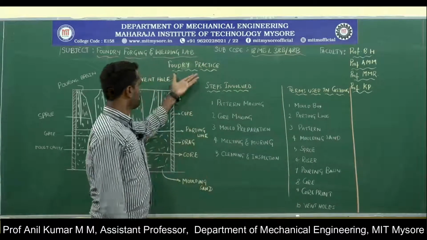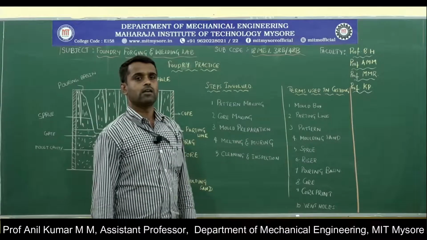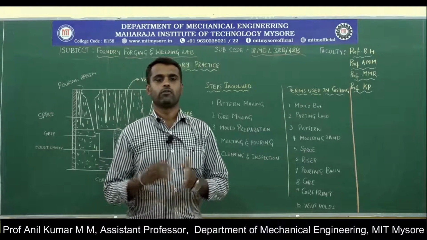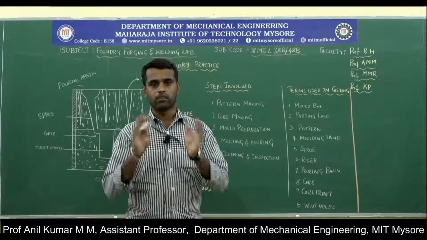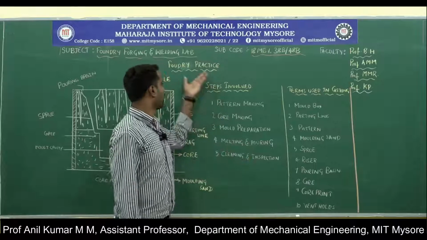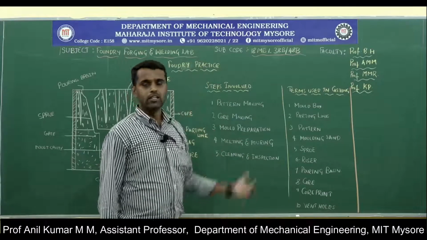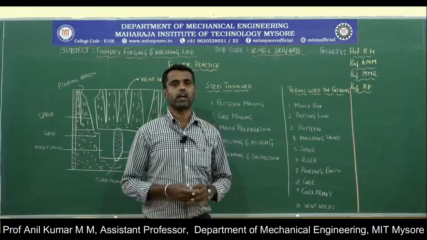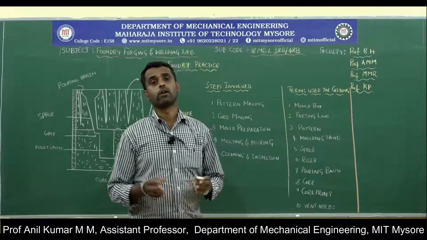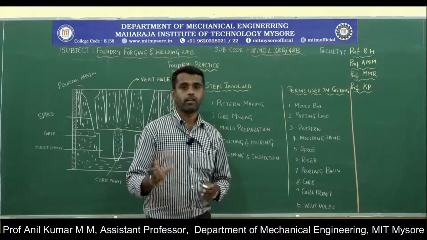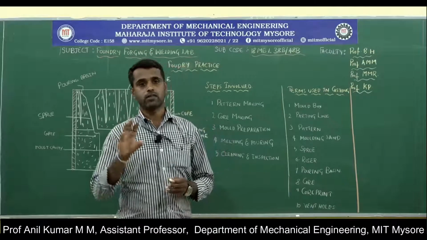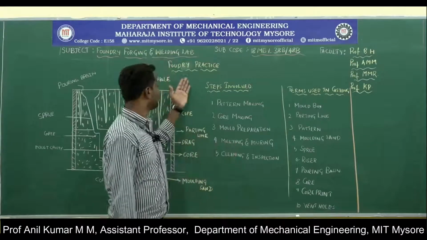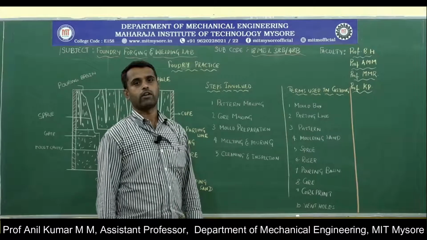First let us discuss what I mean by foundry. Foundry is nothing but a place where the castings are produced. Where we produce the castings, that place we can call the foundry or foundry shop. This foundry is classified into two types: one is the ferrous foundry and another one is the non-ferrous foundry, based on the type of material which we are going to cast.